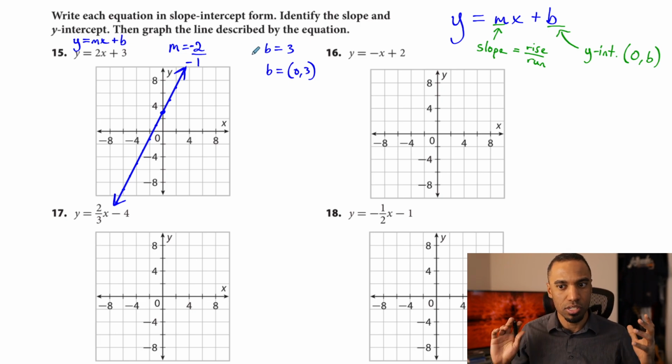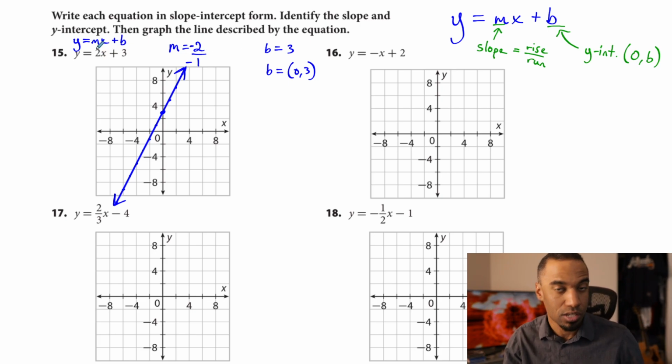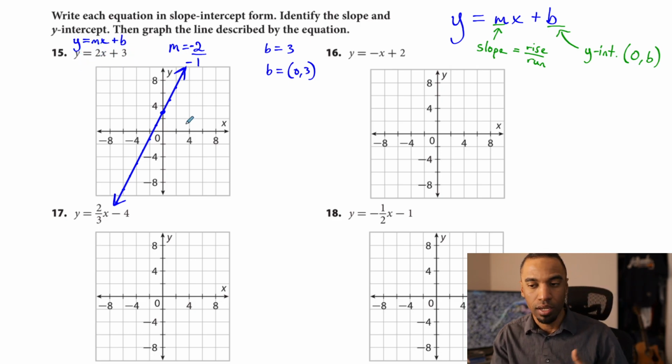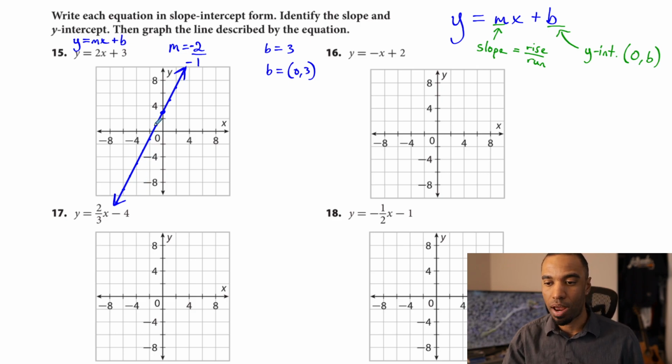There's nothing to solve for. This is an infinite number of solutions. When x equals this, y equals that. When x equals this, y equals that. When x is 100, y is 203. These go on forever. And this graph represents that.